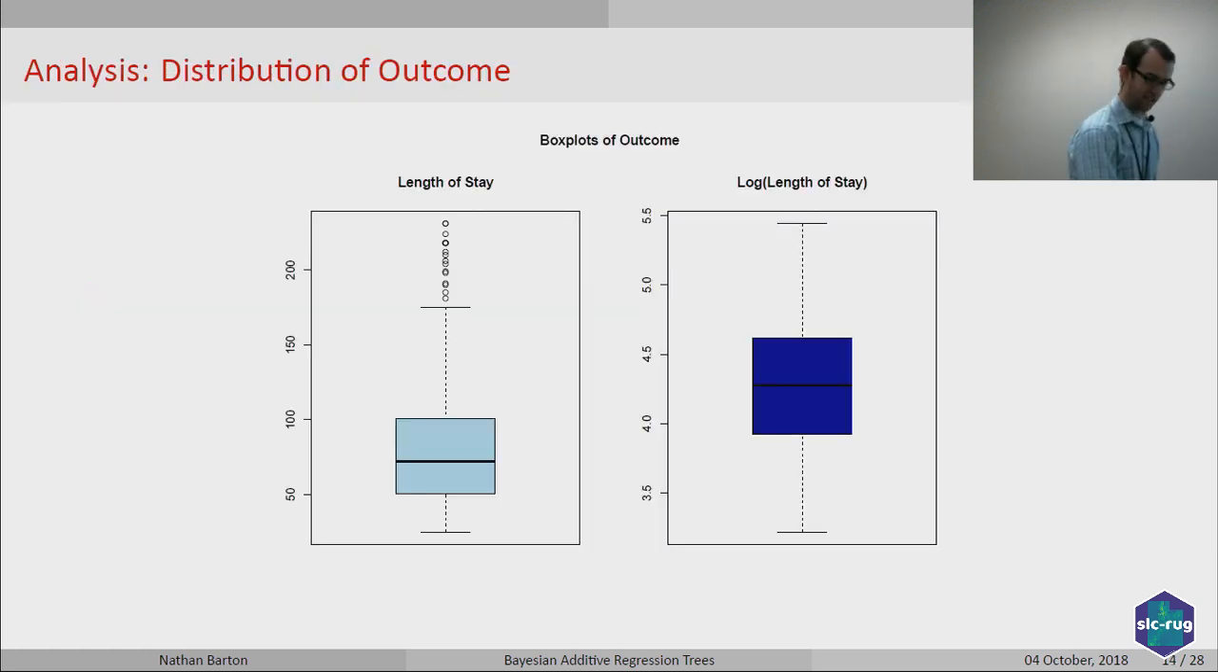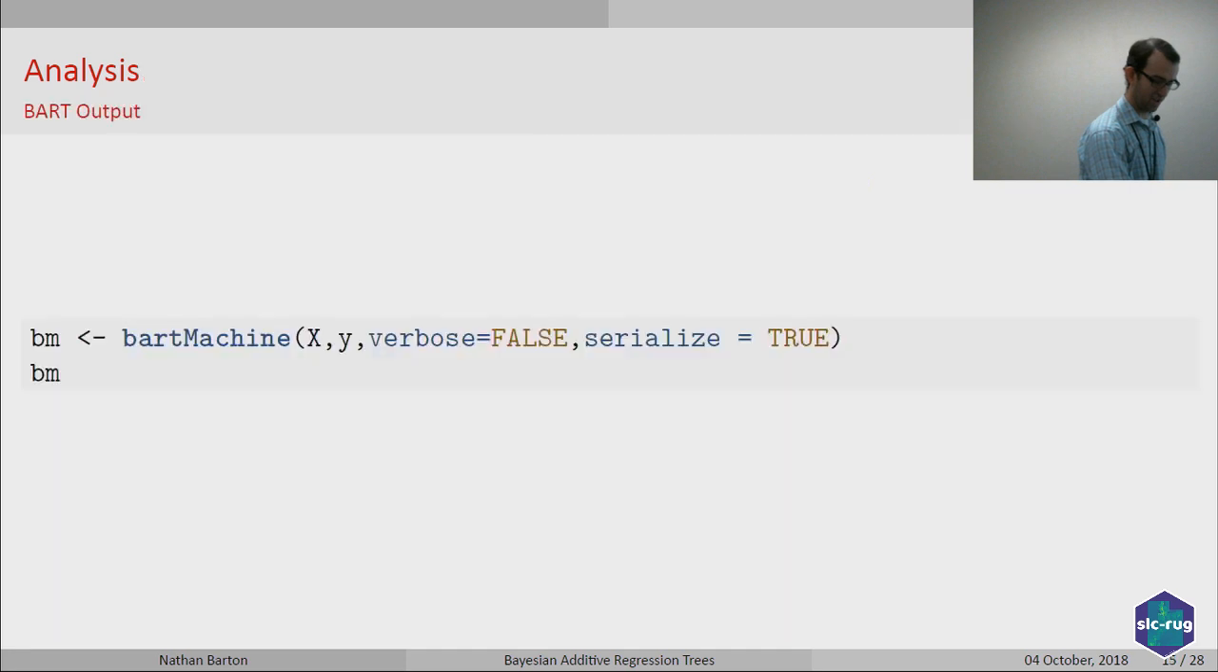And so looking at the distribution of the outcome, one of the assumptions with BART is just regular normal OLS. And so we need normality in our errors. And so, just interested in how the length of stay breaks out, you can see that it's pretty log normal. And so, anticipating needing to make a log transformation here.